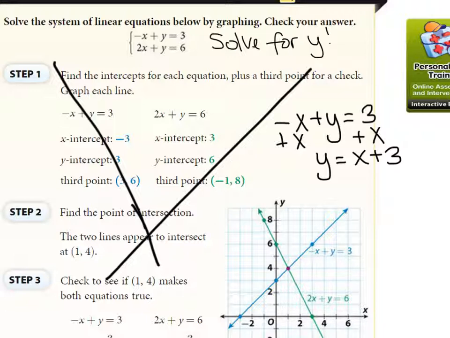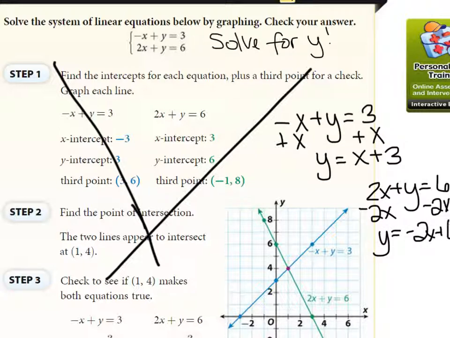Now we're going to take the second equation and solve it for y. So 2x plus y equals 6. So to get y by itself, we would subtract 2x. So y equals negative 2x plus 6, which means we have a y-intercept of 6 right here. My slope is negative 2, or negative 2 over 1. So that means down 2 over 1. And that's the green line.